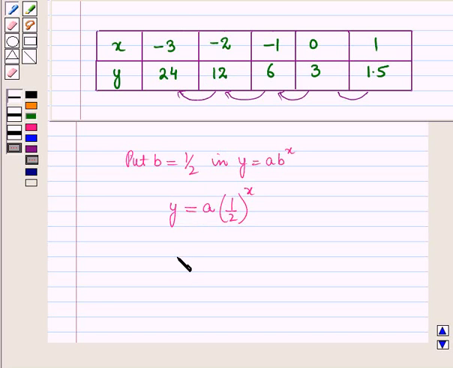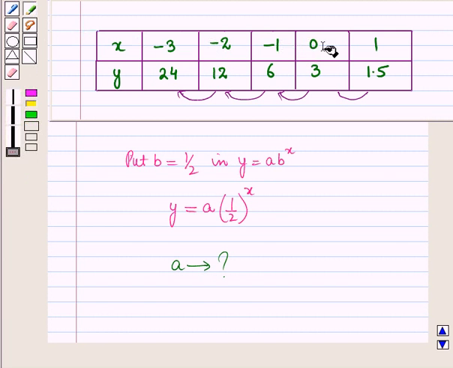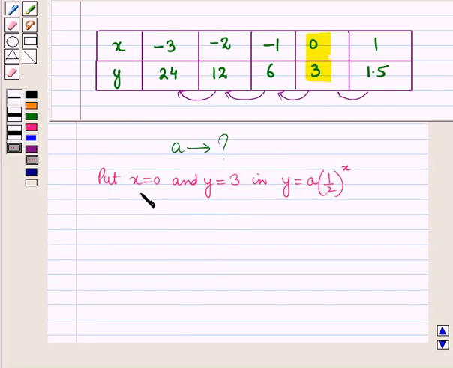Now we have to find the value of a. For this, let us put any other pair from the table. The most convenient will be where x is 0. So let us take this point, where x is equal to 0 and y is equal to 3. So put x is equal to 0 and y is equal to 3 in this equation.